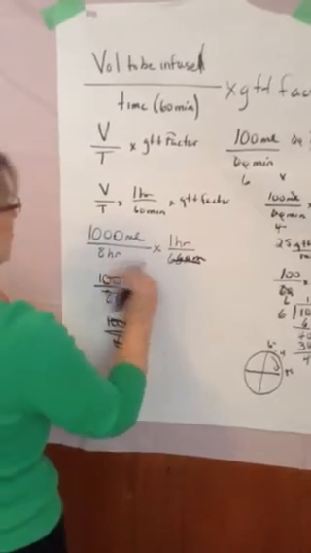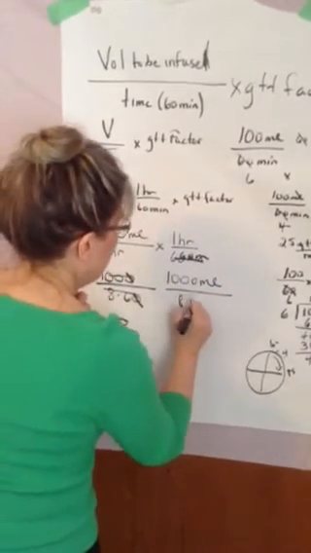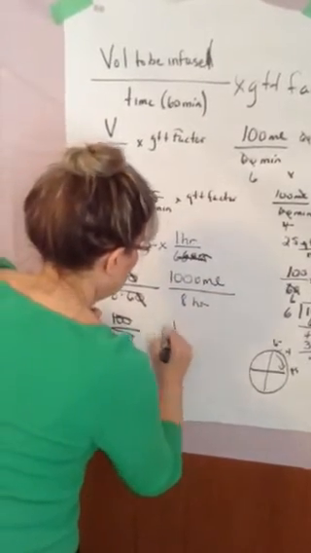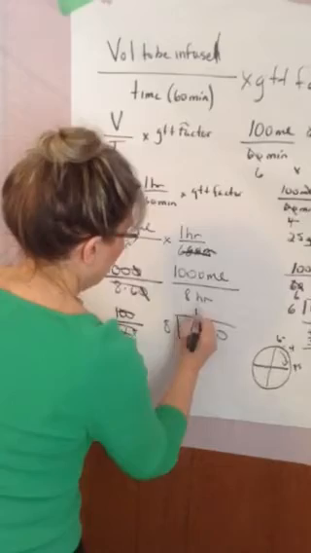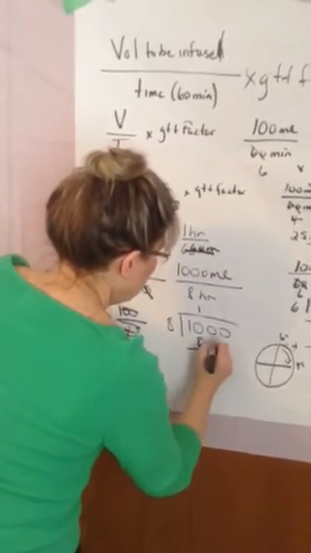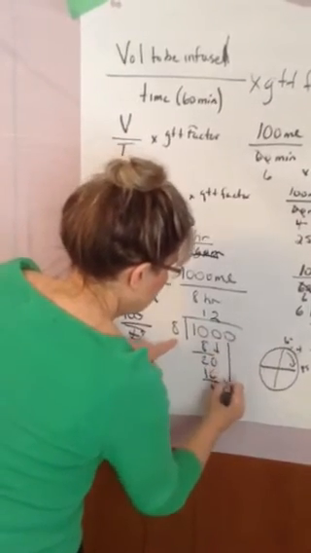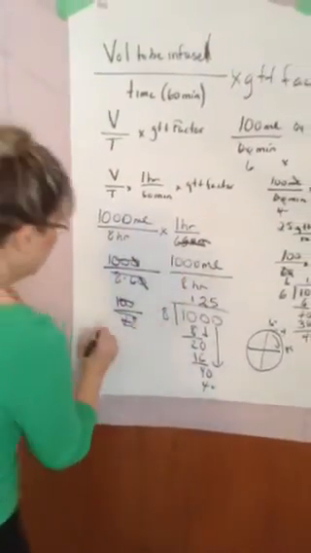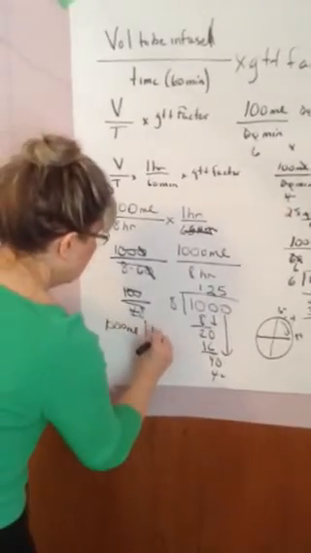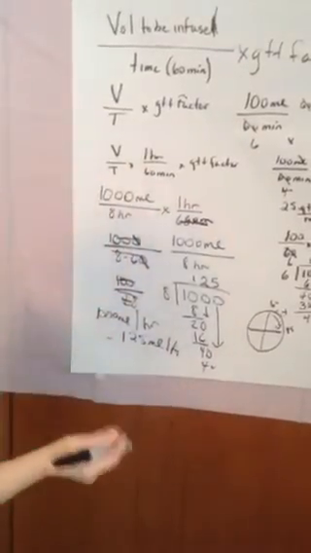1,000 mils in 8 hours, so 1,000 mils divided by 8 hours is, all nurses have this memorized. It's 125. 1, 8. Take away 2. Bring down your 0. 2 8s are 16, which is 4. Bring down your 0. 5 8s are 40. So if you see 1,000 mils in 8 hours, it is always 125 mils per hour. And then we can go on and do our drop factor.